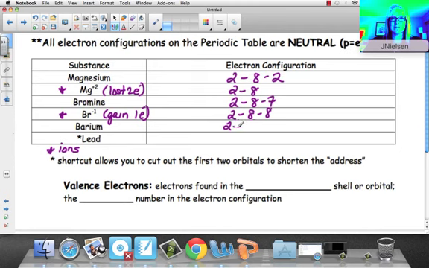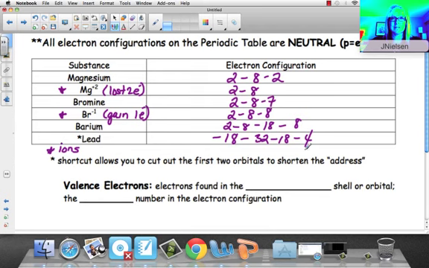Barium is 2, 8, 18, 8. And lead, it says the shortcut allows you to cut out the first 2 orbitals to shorten the address. So you find where lead is on the periodic table and you look at the noble gas before it. You can assume that it has a full electron configuration up to that, so you only have to write what's left, which in this case would be 18, 32, 18, 4.